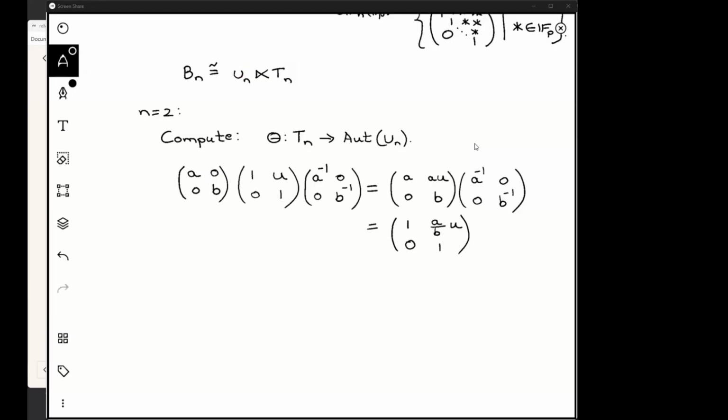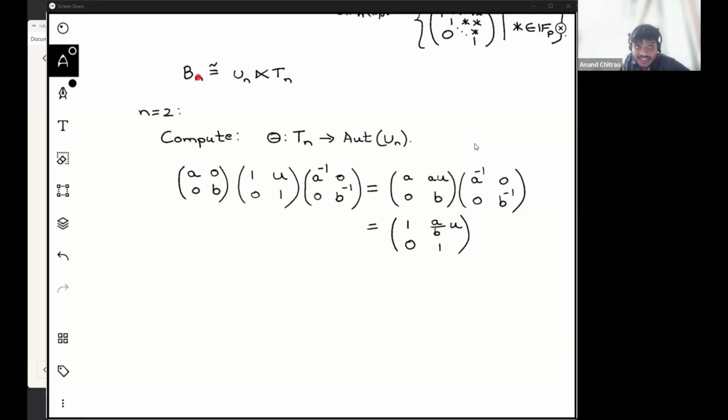Sir, can you repeat the question? Yeah. So suppose I replace these groups by their real avatars. If I take upper triangular matrices over the real numbers, upper triangular unipotent matrices over the real numbers, and diagonal matrices over the real numbers, is this result still true?